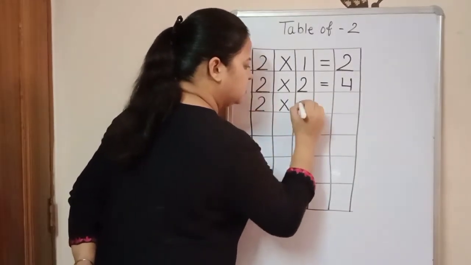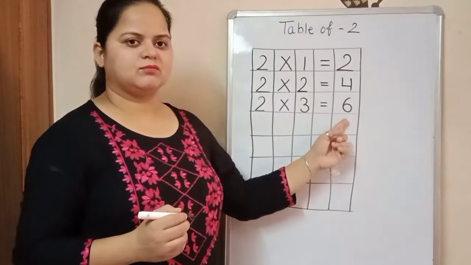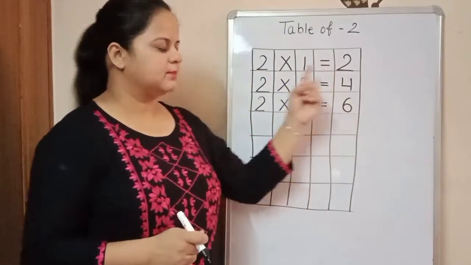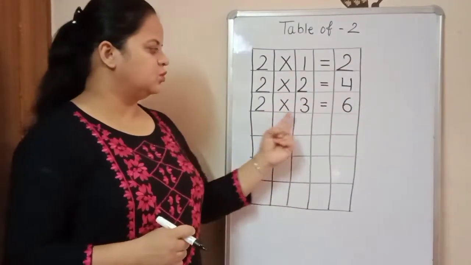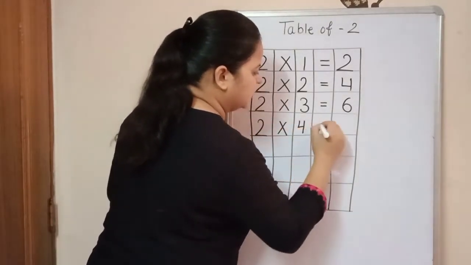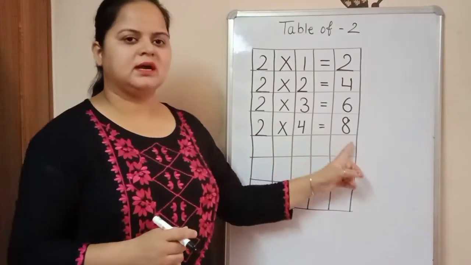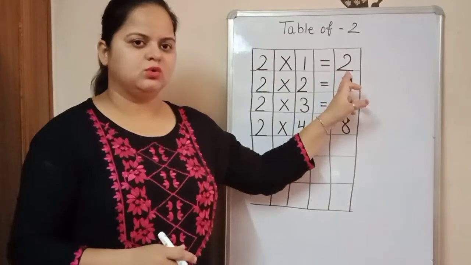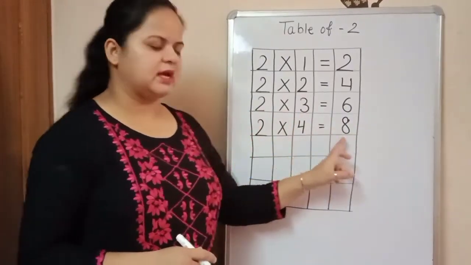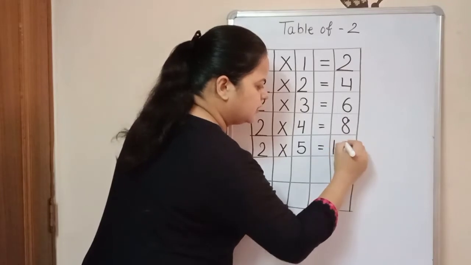2 into 3 is equal to 6. 2 threes are 6. 2 ones are 2. 2 twos are 4. 2 threes are 6. 2 into 4 is equal to 8. 2 fours are 8. 2 ones are 2. 2 twos are 4. 2 threes are 6. 2 fours are 8. 2 into 5 is equal to 10.